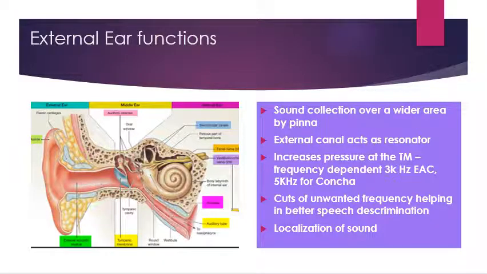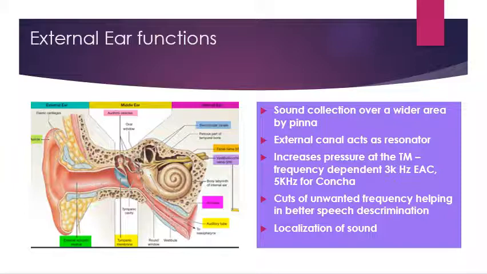So before coming to that main transformer action or the impedance matching mechanism, I want to tell you the functions of the parts when sound goes from outside to inside. So these are the functions of the external ear. Now starting from the pinna, it collects sound from a wider area. Then this will be transmitted through your external auditory canal. The size of this tube is very important because it will help in cutting out the unwanted frequencies.